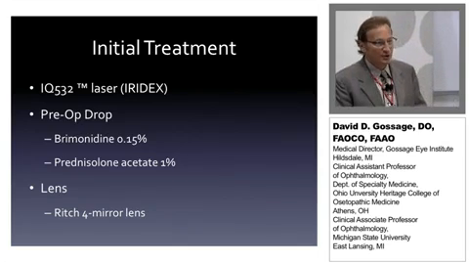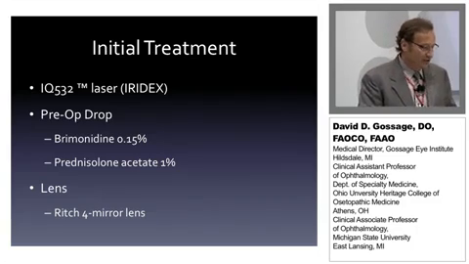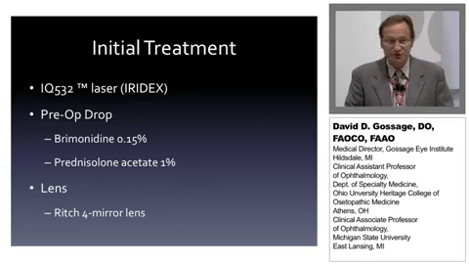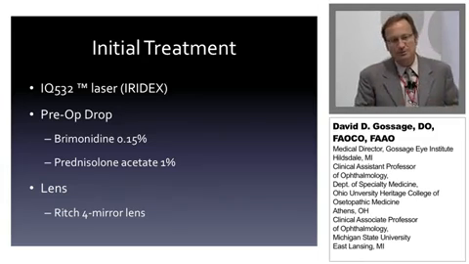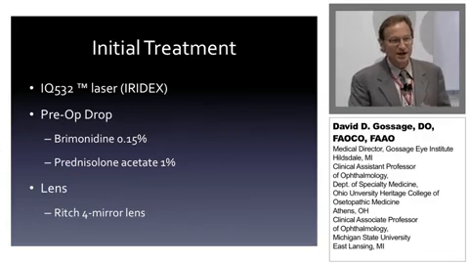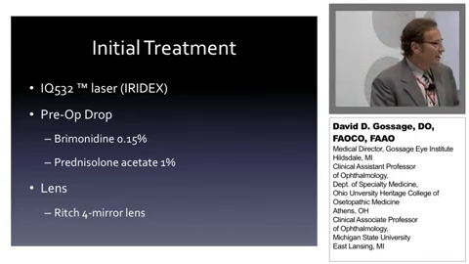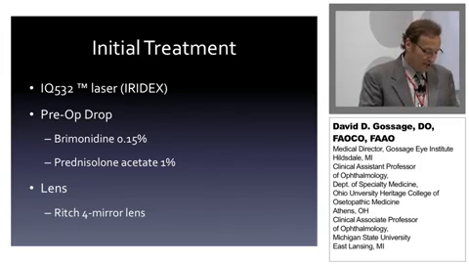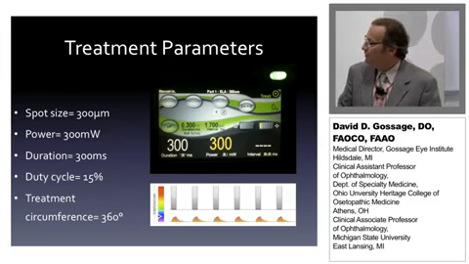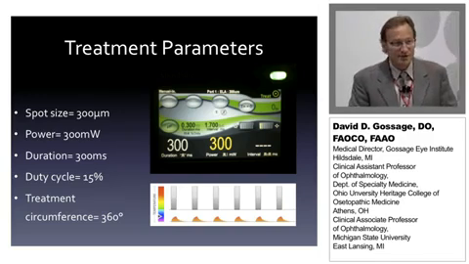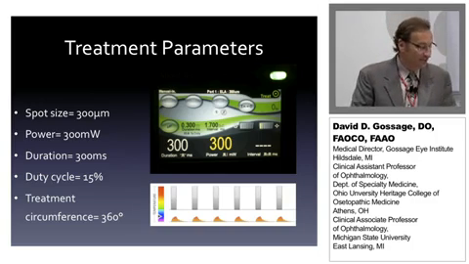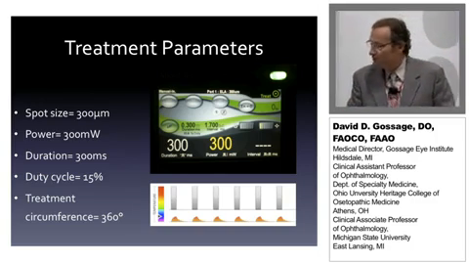With the initial treatment, we used the IQ532 laser, and we used the pre-op drops of brimonidine 0.15% and prednisolone acetate. We started using just 1 drop of Pred Forte preoperatively. It seemed to help with the photophobia some people got after the laser treatment. And we used the Ritch 4-mirror lens. The initial treatment parameters were a 300 micron spot size with a power of 300 milliwatts and a duration of 300 milliseconds, a duty cycle of 15%, and we treated 360 degrees.